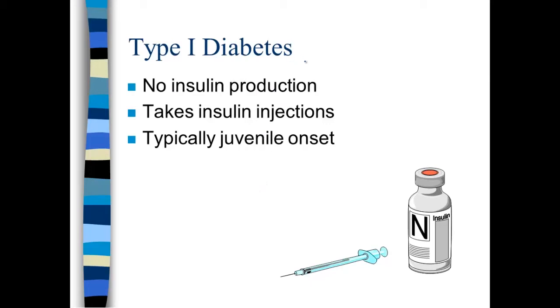Type 1 diabetes means that you have no insulin production. So your pancreas doesn't work. It's not producing insulin. These patients have to take insulin injections. There's no other option for these patients. And typically type 1 diabetes is a juvenile onset. So these kids may be 8 or 10 or 12 years old when it happens. So the pancreas is basically not doing its job. It's not producing any insulin at all.